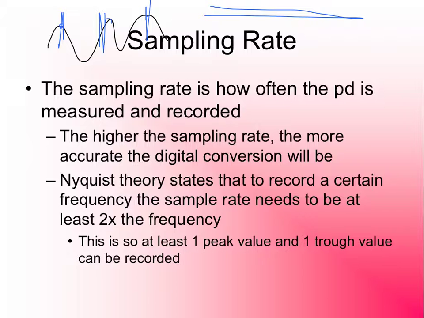And there's a thing called the Nyquist theory, which states that for a signal to be accurately converted, it has to be sampled at least twice the frequency. And so if you're sampling it at twice the frequency, that means you're going to get at least one crest and one trough value through the cycle, and that's going to give you a more accurate representation. It's not going to be great, but that's kind of the minimum. Okay, so the minimum sampling rate should be at least double the frequency of the signal.